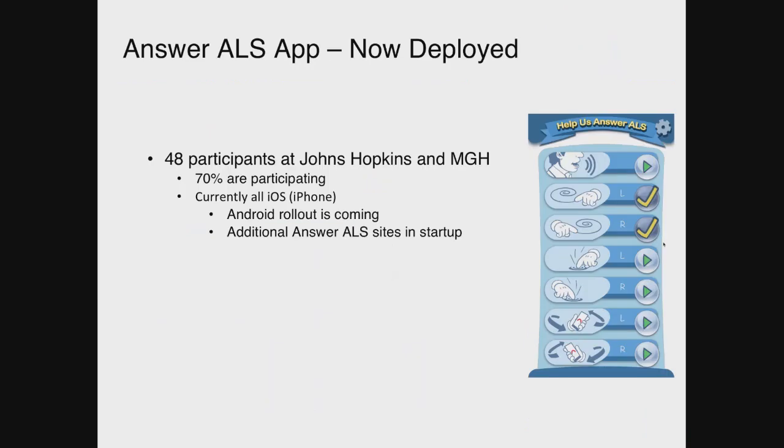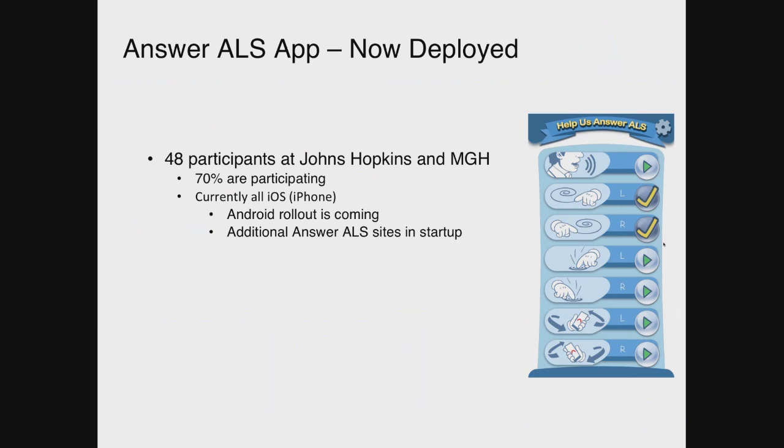a lot better data. So the Answer app is now deployed. We roll it out at 2 sites, first Johns Hopkins and MGH. We have 48 participants enrolled, and 70% of those are participating.